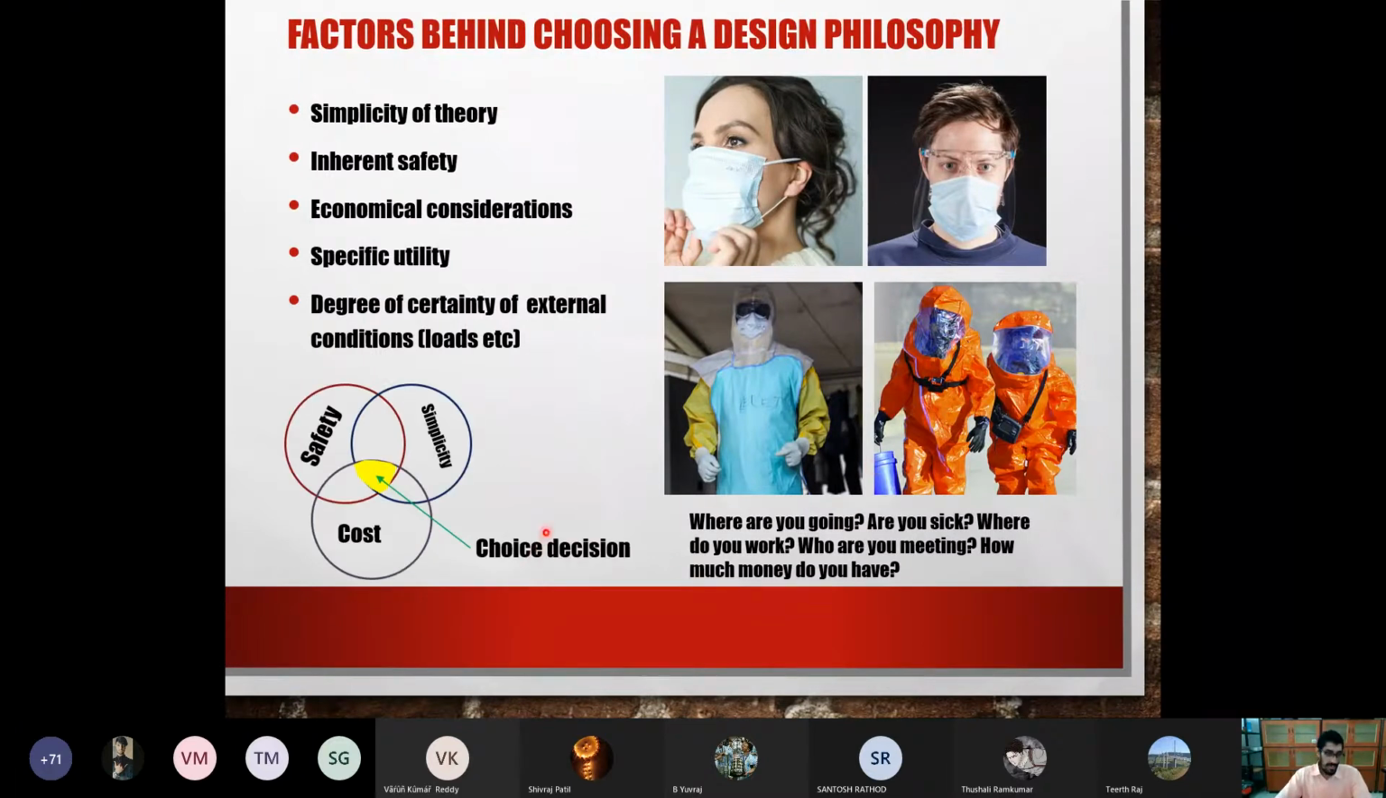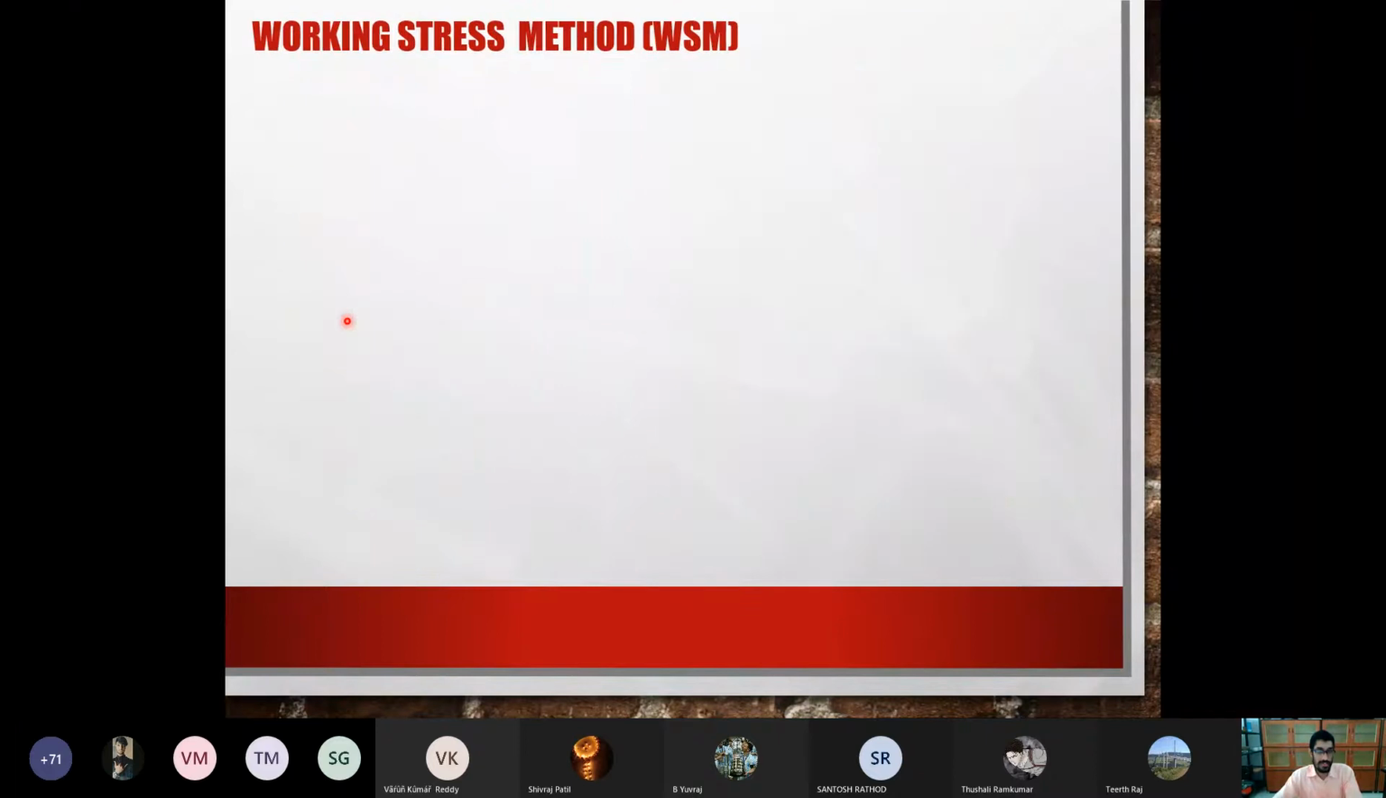So the choice decision you make is a convergence of three different things: one is safety, one is simplicity, and the other is cost. The most optimal choice is the one which satisfies all three. Sometimes you may not be able to satisfy all three, so you may have to choose a design philosophy which takes care of only one or two things. So this is the rationale behind any design that somebody uses. This is true even for steel design, concrete design, or any structural design.